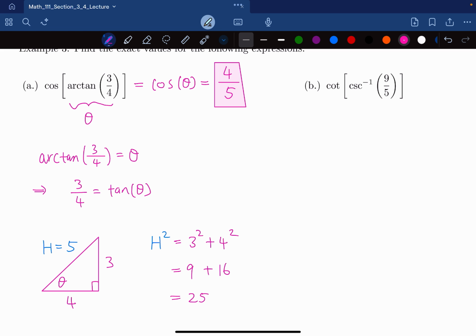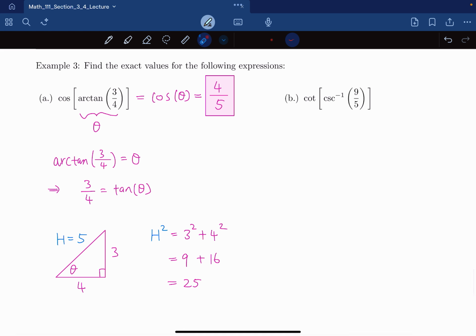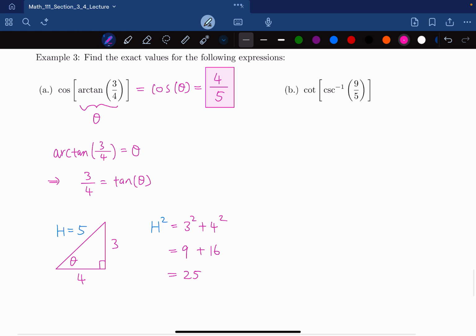Now, when you are working with this kind of answers, you can get an answer even with a calculator. In fact, if you go ahead and punch this thing into the calculator, you're going to get 0.8, which is 4 over 5 in the exact answers. But in general, it doesn't work out as nicely. So to find the exact answers, you have to use this method. Okay. Well, let's try another one.